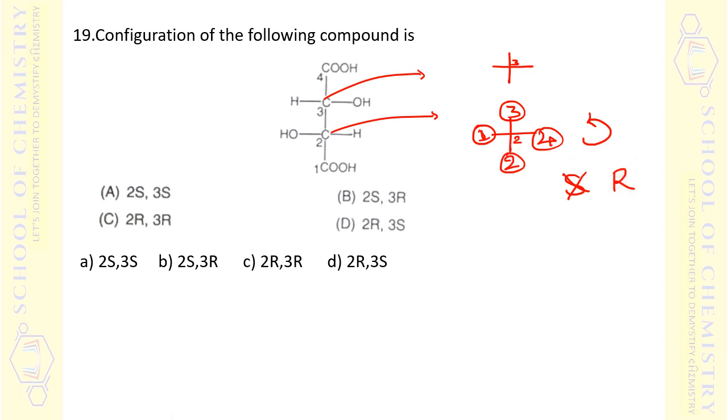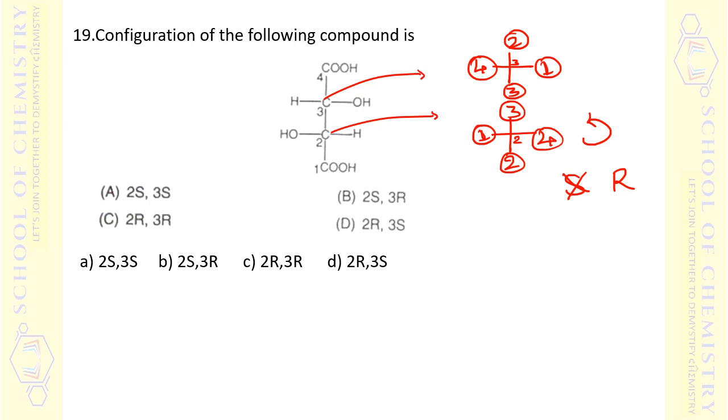Similarly, we can assign the priorities to the groups which are attached to this third carbon atom, and let's do that again. OH here, same kind of groups. Here the first priority goes to the OH group, the second priority to this COOH group, which is present above, that has been written here. The third priority should be given to this, and the fourth priority is to be given to this hydrogen.